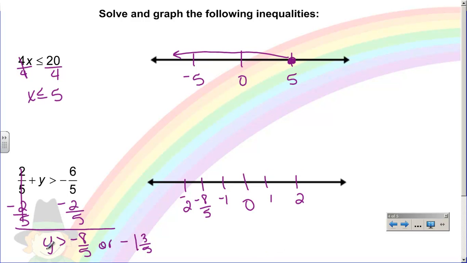Now, if I'm going to graph this, I have y is greater than that number. So it is not greater than or equal to, which means when I graph it, I do not color in my circle. And I draw my arrow to the right because it's everything greater than.